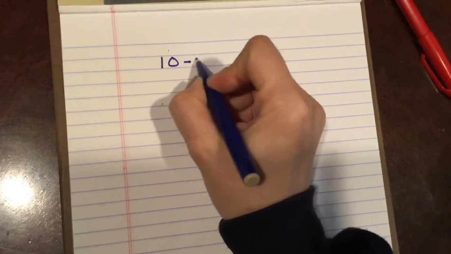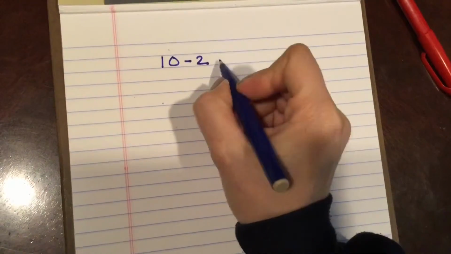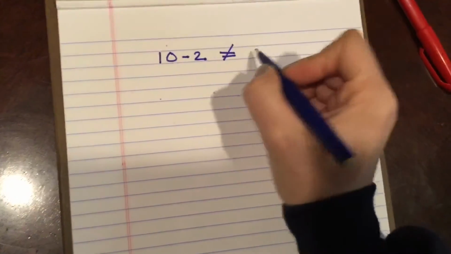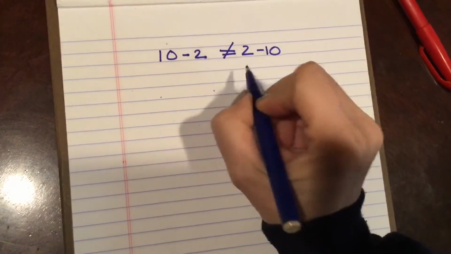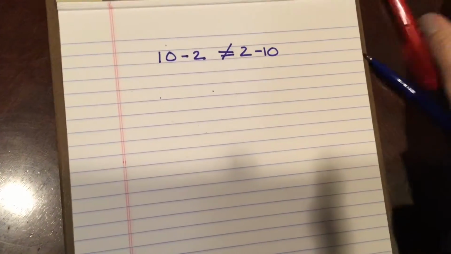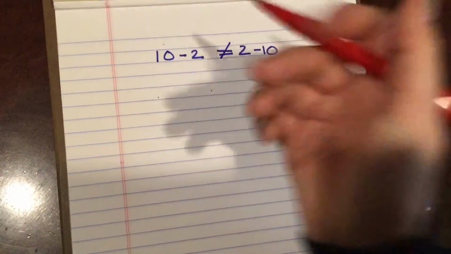Let's talk about things that don't work for the commutative property, such as subtraction. So if I say 10 minus 2, that is not the same thing as 2 minus 10. You don't get the same answers, okay? That's why there's no commutative property of subtraction.